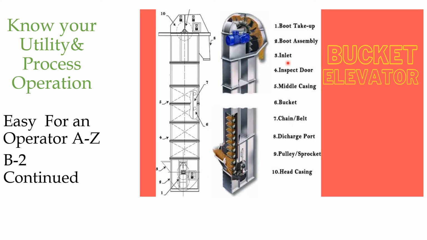and you can see the inlet point, where the feeding will be done continuously. The inspection door will be here, and the casing, the middle casing, will be here. These are all the buckets. They will be connected either with a belt or chain. This is the discharge port at the top or vertical elevation, and this is a pulley or sprocket, and this is the head casing.